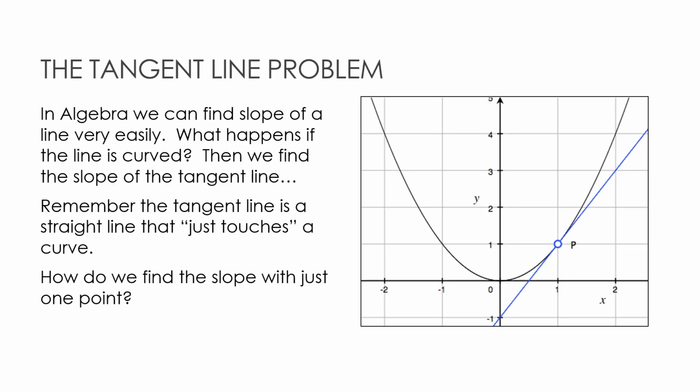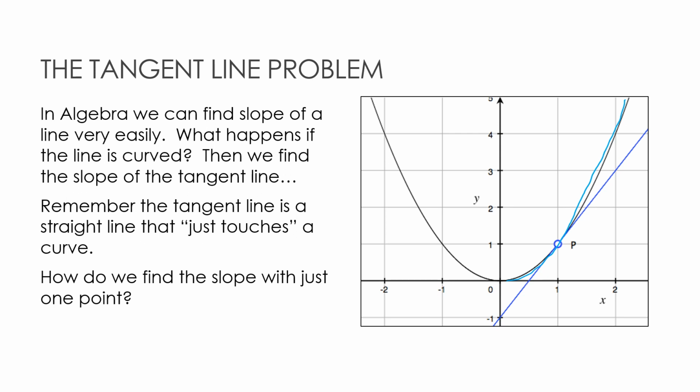So the first big problem is the tangent line problem. We know in algebra we can find the slope of a line very easily, but I want to find the slope of a curved line. So how do I do that? So again, we're talking about this parabola. If I want to find the slope of that line, how am I going to calculate it?